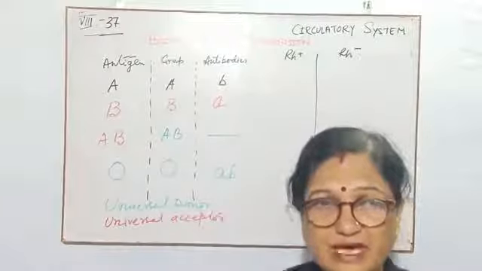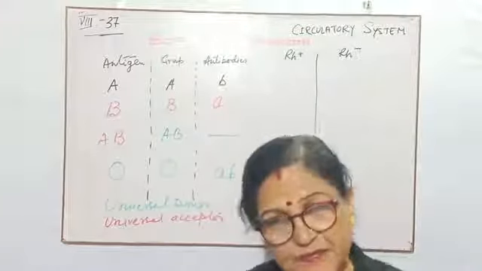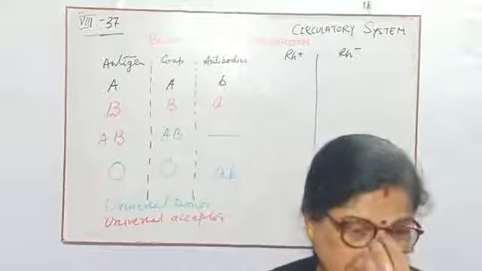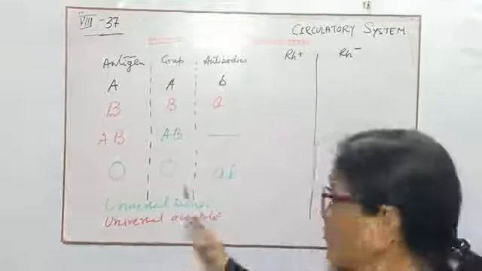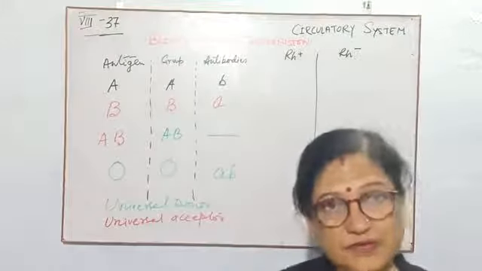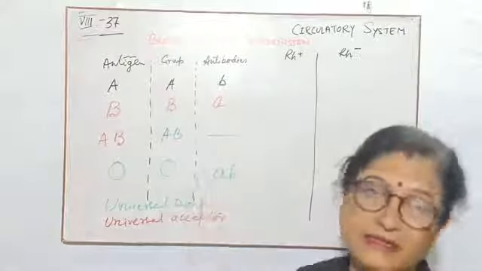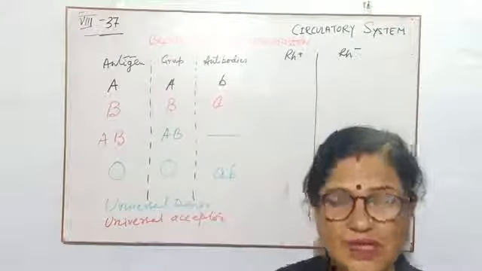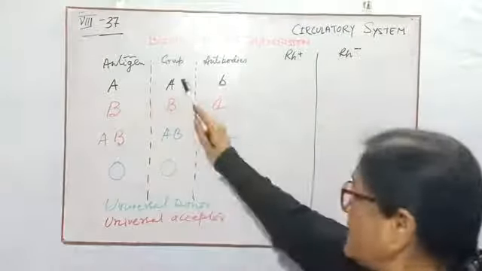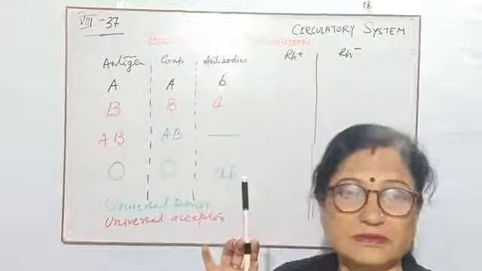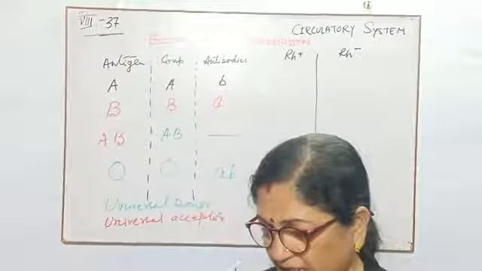Suppose I have A blood group, so if I need some blood, then I must take blood from blood group A or from O. So this is the possibility, and not possible from B and AB. If suppose I have AB blood group, so I can take blood from anyone. So this is the method of transfusion.